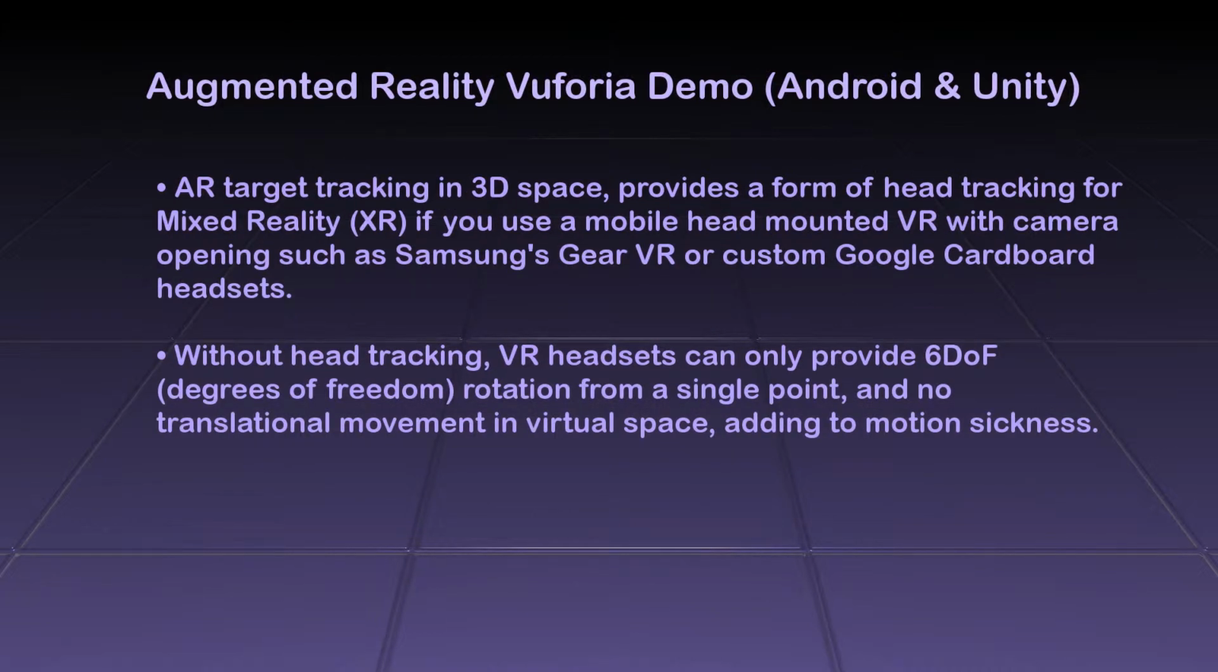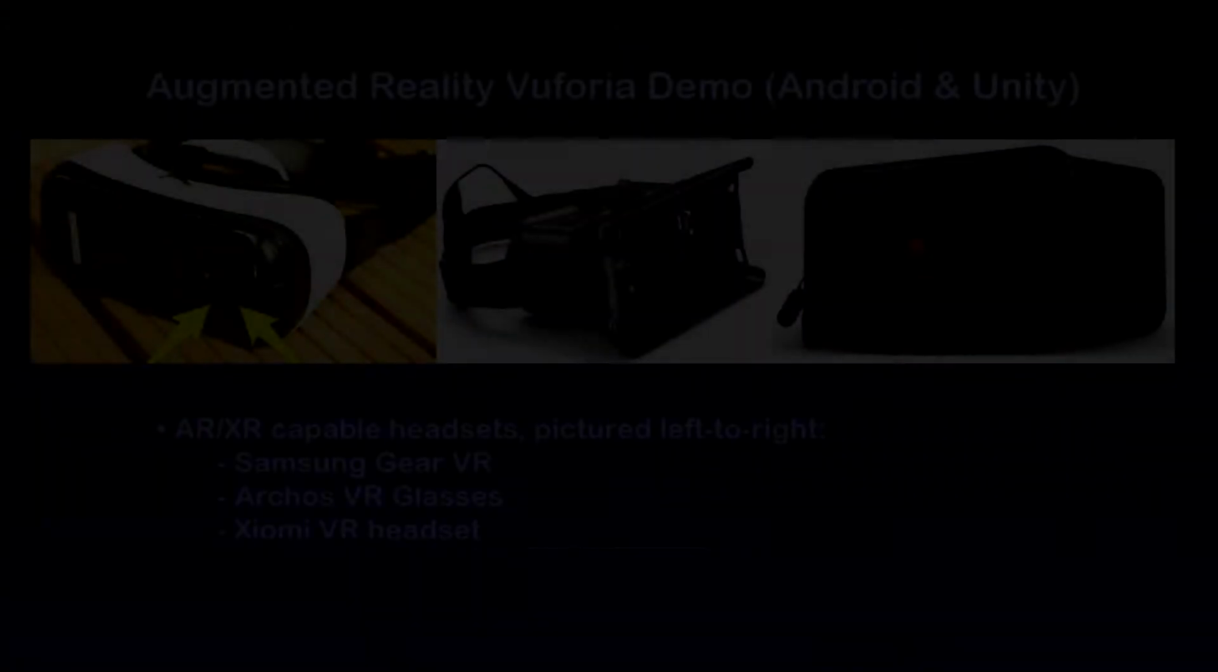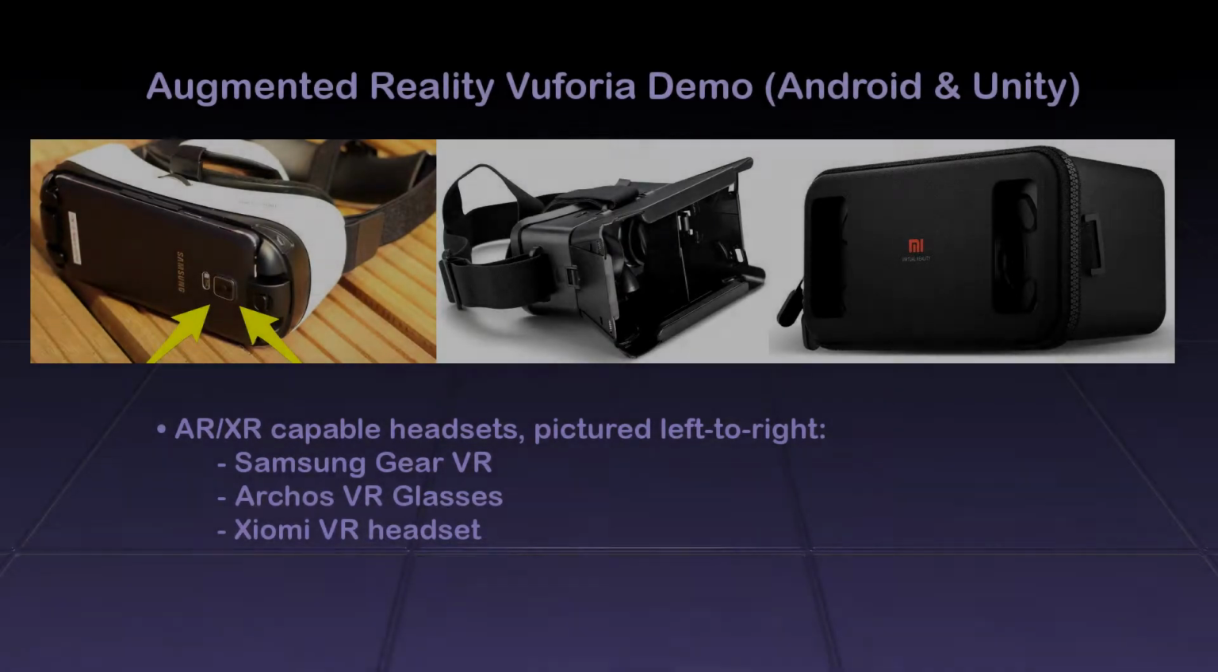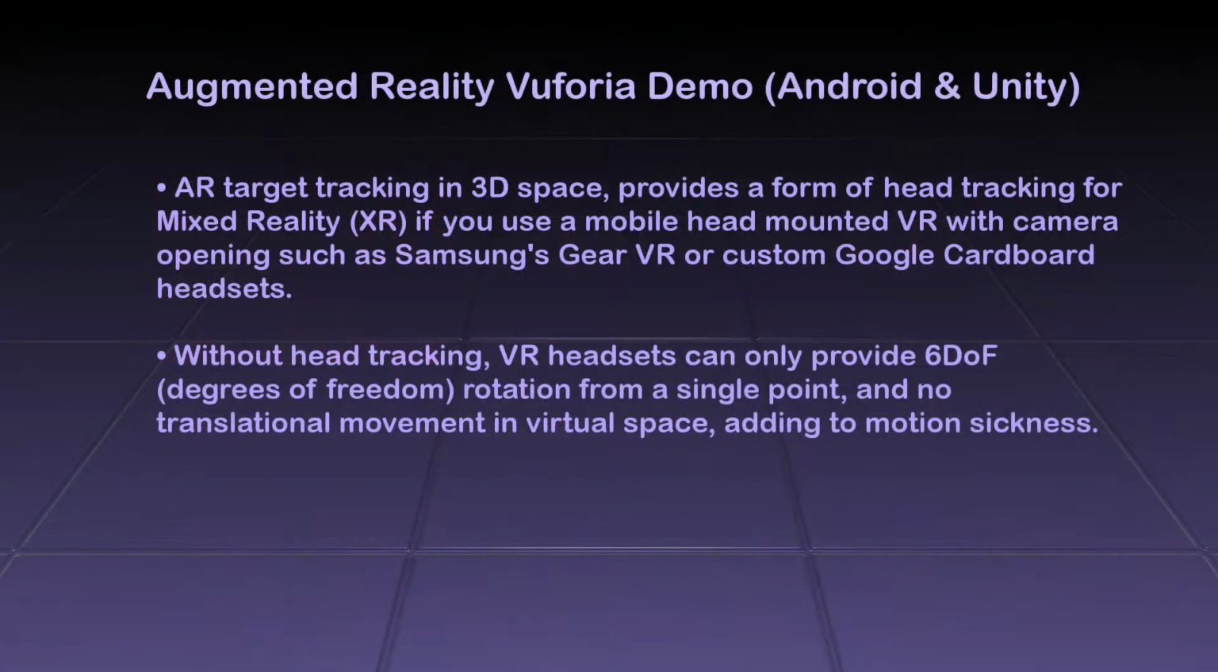Because an AR object or image target can be tracked in 3D space, it actually provides a form of head tracking for mixed reality XR if you use a mobile virtual reality VR head mount with a camera opening such as Samsung's Gear VR or custom Google Cardboard headsets. Without head tracking, VR headsets can only provide 3 degrees of freedom rotation from a single point and no translational movement in virtual space, adding to motion sickness.